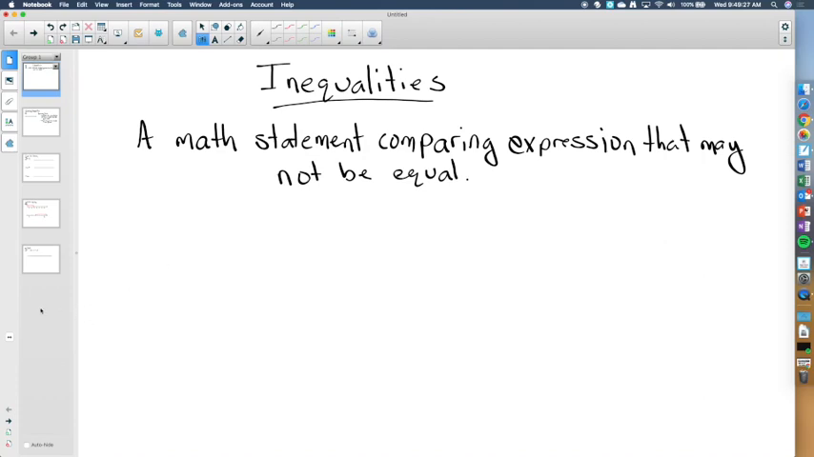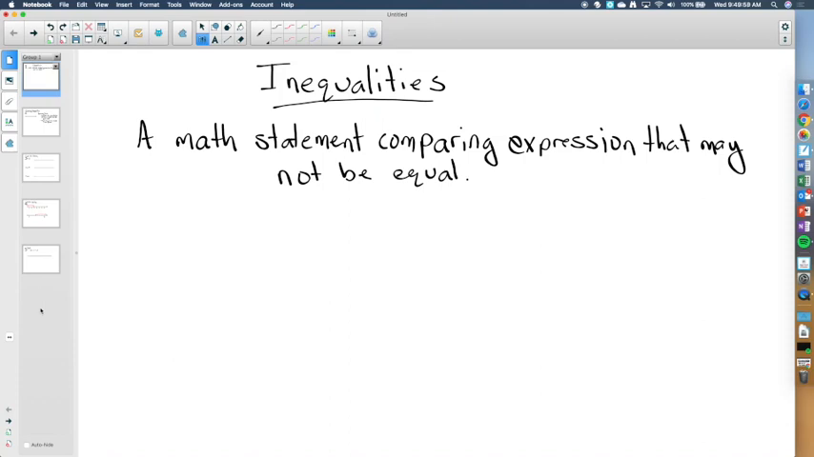All right, today we're going to be looking at something called inequalities. Inequalities are math statements that compare expressions that may not be equal. Up until now, we've been working with equations where everything is equal. The left side and the right side need to be equal to one another. Now we're going to look at comparing some expressions where they might not necessarily be equal, but they're still going to have something comparing them.